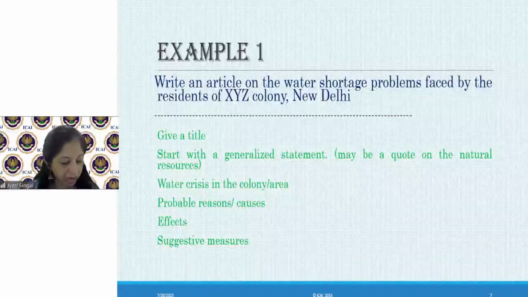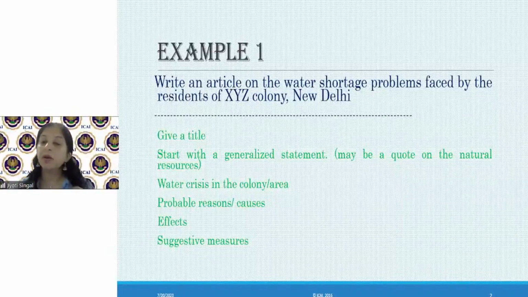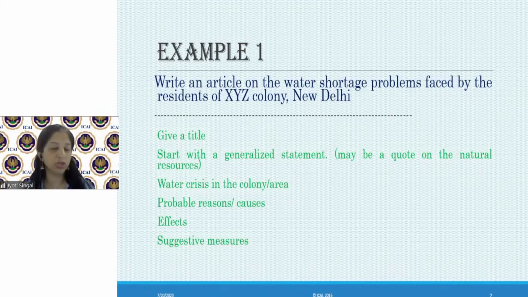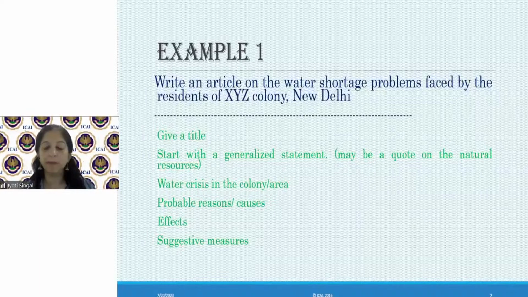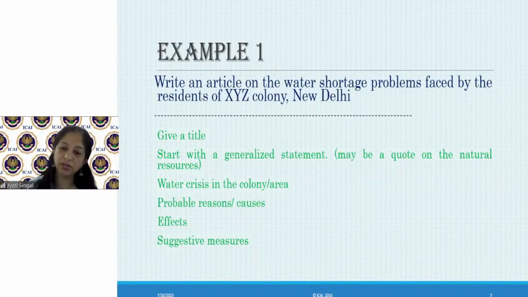Sneha, no water there, water crisis everywhere. Well, honestly, it sounds to be a very poetic title, but water shortage is not everywhere. We are only concentrating on XYZ colony. So I don't even know whether water shortage is everywhere.